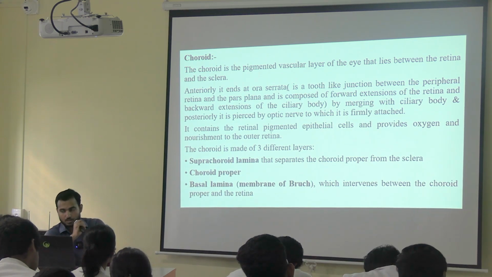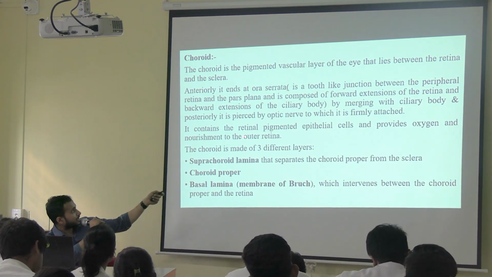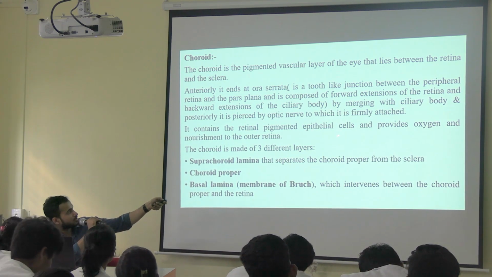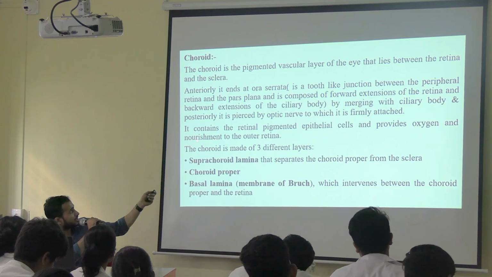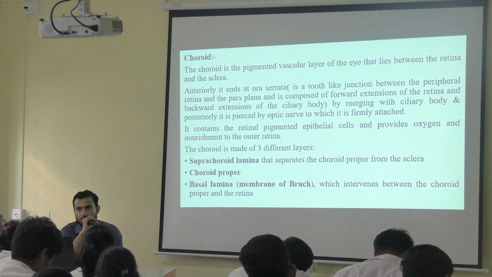As you can see, this choroid contains the retinal pigment epithelial cells. So pigmented epithelial cells are also present, and it provides oxygen and nourishment to the outer aspect of the retina, or outer part of the retina.